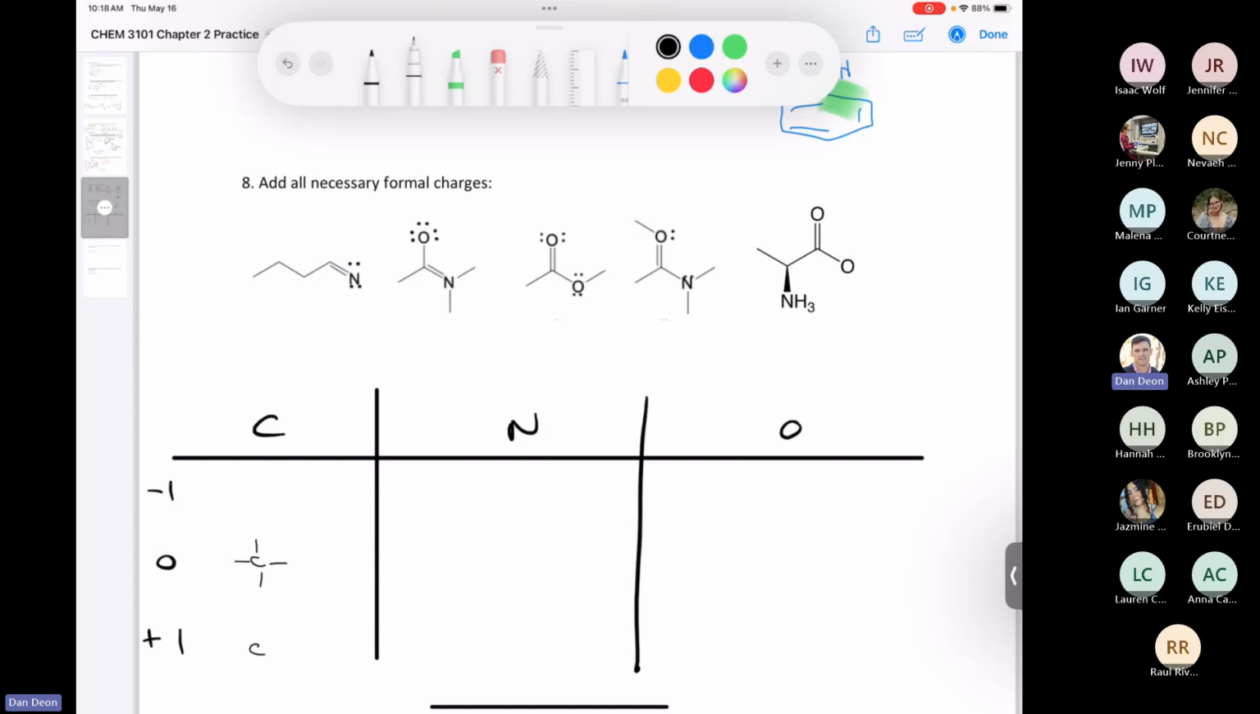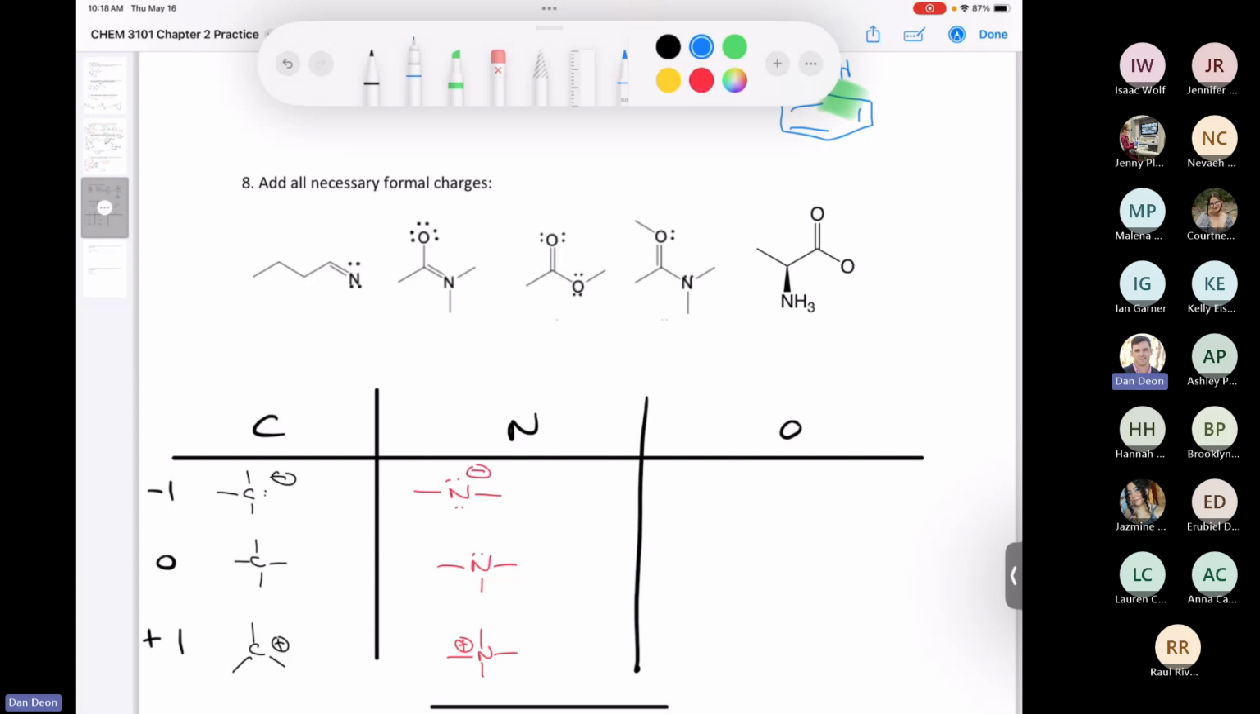There we go. When carbon has 3 bonds and no lone pairs, it has a charge of +1. But when carbon has 3 bonds and a lone pair, it has a charge of -1. For nitrogen, when nitrogen has 3 bonds and 1 lone pair, it has a charge of 0. When nitrogen has 4 bonds, it has a charge of +1. And when nitrogen has 2 bonds and 2 lone pairs, it has a charge of -1.